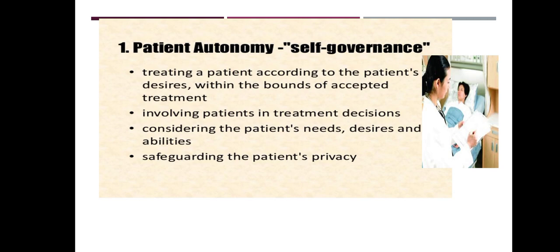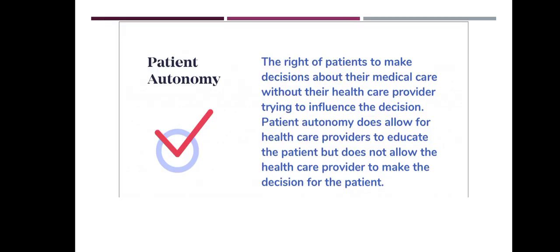Now again, patient autonomy. It is treating a patient according to the patient's desires. A patient's decision should consider the patient's needs and abilities. And again, protection of the patient's privacy. As a summary, patient autonomy is defined as the right of patients to make their decisions about medical treatment, and their decisions about medical treatment should be without any influence of health provider, doctor, or family, or without any social pressure.